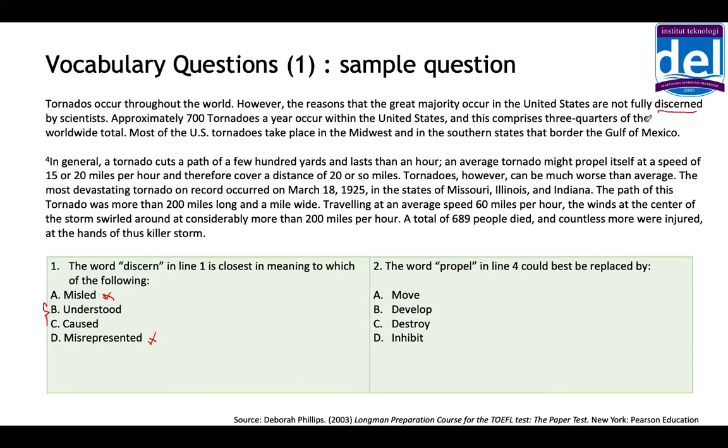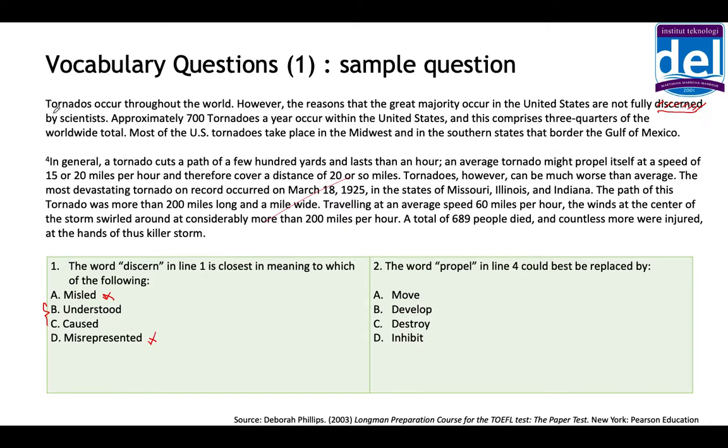Now we can try to determine the meaning of the word discern by assuming that this is a blank one. In other words, we can just assume that there is no word discern here, and now we can choose from these two options that best complete this blank. Whether it's understood or caused.